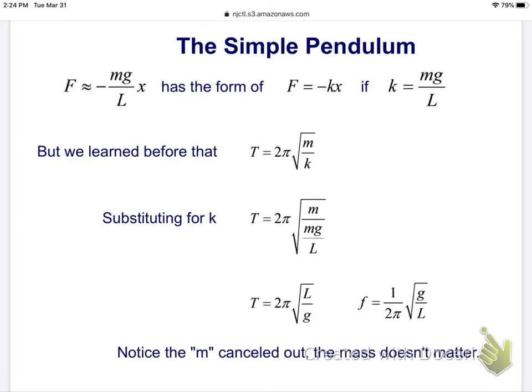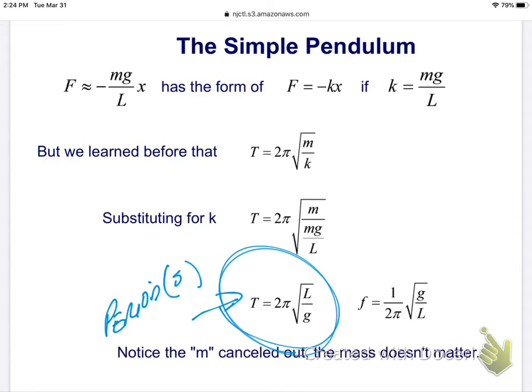Without going through the derivation, there are two important equations. One is for period. So period equals 2 pi square root L over G. You might want to write that one down. What that stands for? Well, we know period already. And its units are seconds. We've done that already in the beginning of the unit.